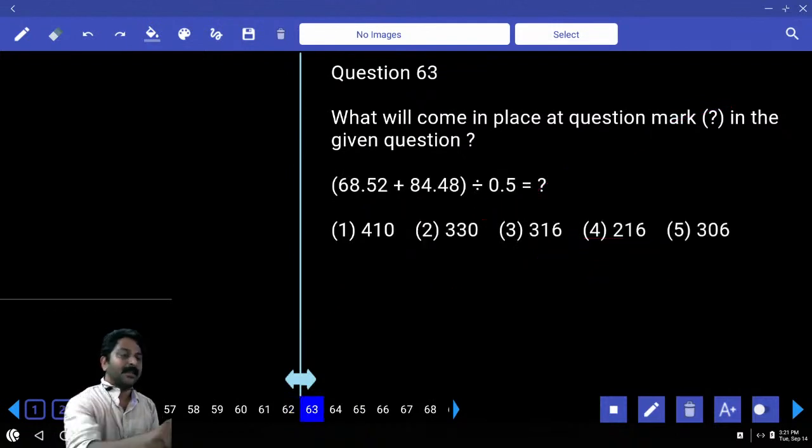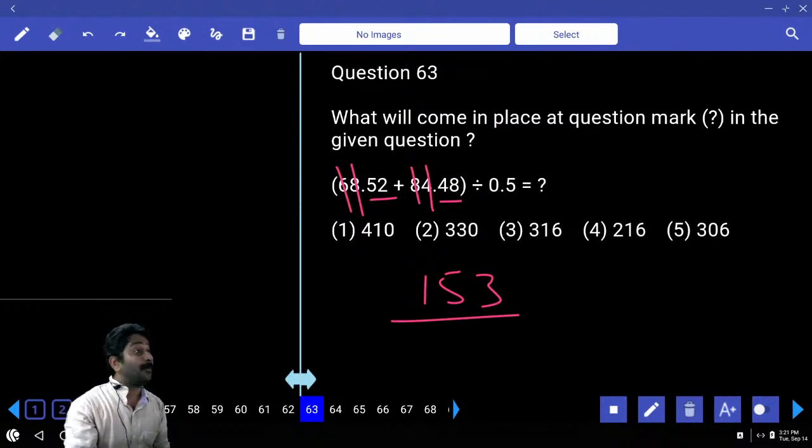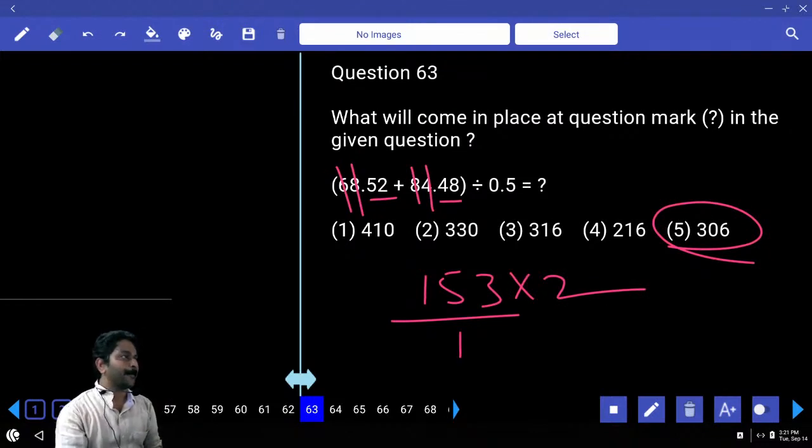Next. 60, 80. 140. 8 plus 4, 12. 140, 12, 152. 0.52, 0.48. 1. That is 153. Divided by 0.5. Can I write it as 1 by 2? Denominator in denominator comes to numerator. That is equal to 303, fifth option final. Over.